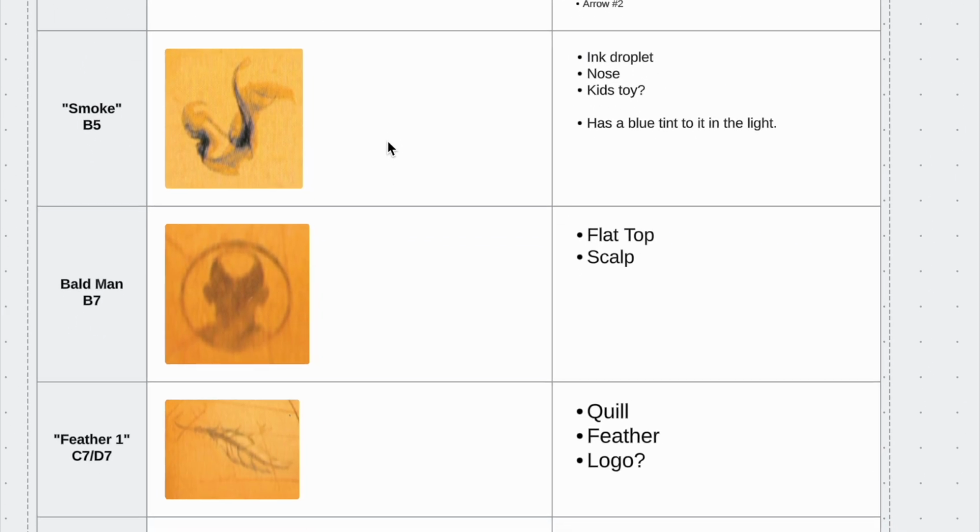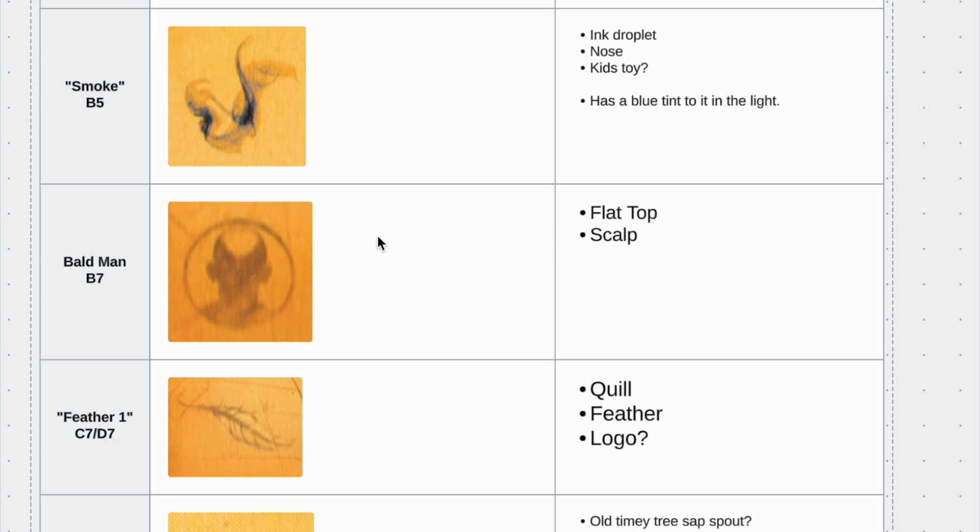Next, we have the blue smoke. Is it an ink droplet in water? Is it a nose? I heard somebody reference it as a kid's toy. All I know is it has a blue tint to it in the light. Not really sure why. Next up, we have the bald man. Is it a flat top? Is it a scalp? Is it referring to balds as you see in the mountains? Hard to say. Can't narrow anything down, just like every other symbol on this map.